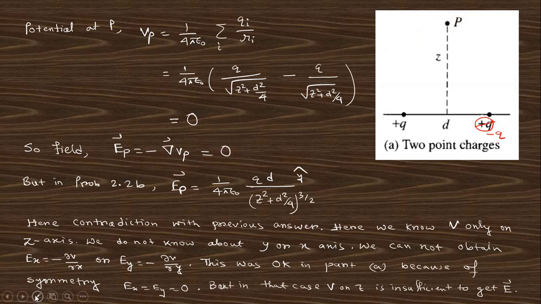And we find the electric field z component. This is the z component of the electric field, and this was 0, no problem. But in problem 2.25 we get this y cap, that is the y component of the electric field. That means this potential is only the z component, we don't know the y or x component of the potential. That's why this is happening: the potential was only the z component, so the electric field is only the z component, but in this problem we got the electric field as a y component, so this is the difference. I think it's clear.